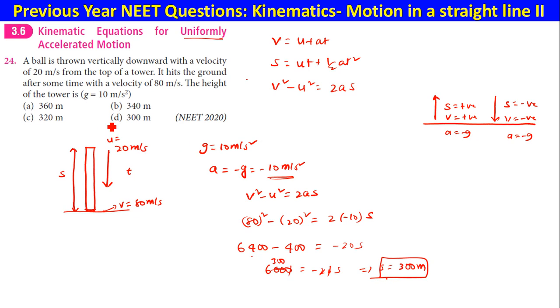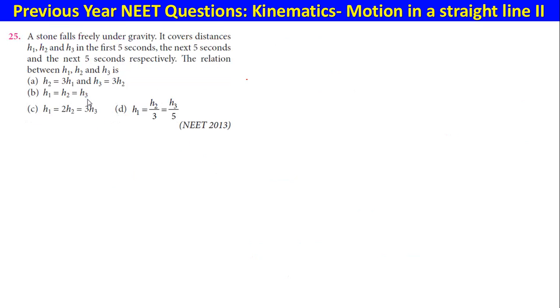Okay, what is the answer here? D. Clear now? Next, a stone falls freely under gravity.